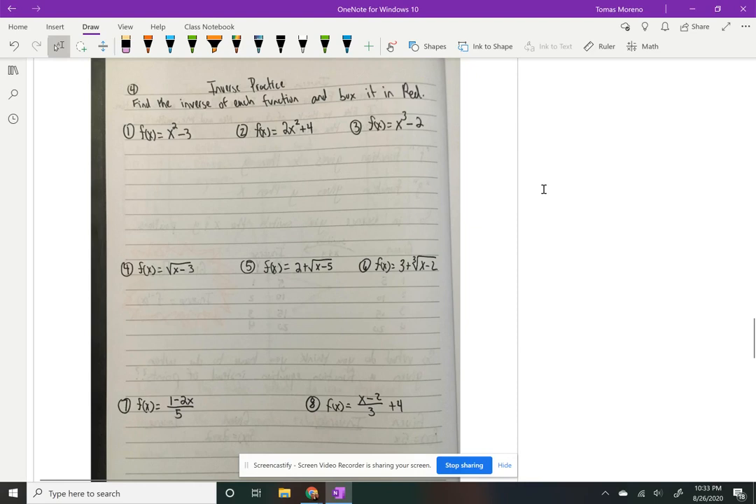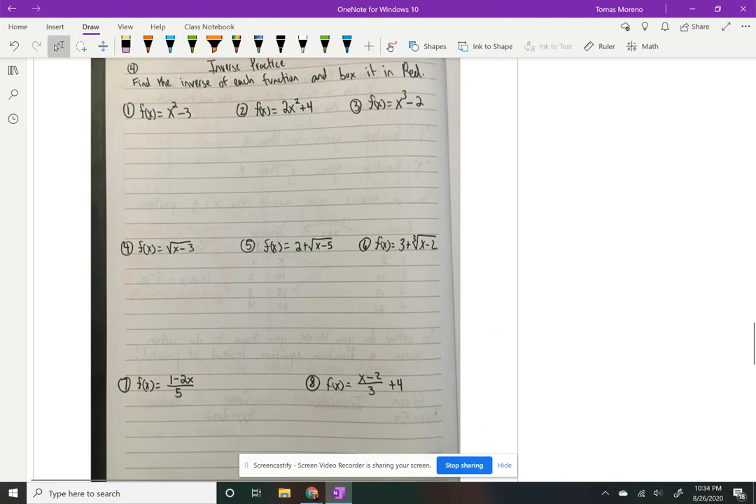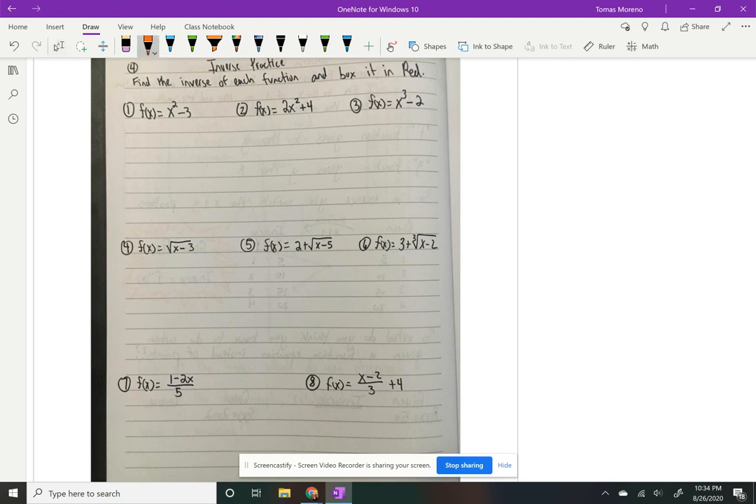Okay, so now we have some practice problems to work on. There's 8 problems, and I'm not going to do all of them. I'm going to do maybe 3, okay? I'll use black. I'm going to start with number 3, actually.